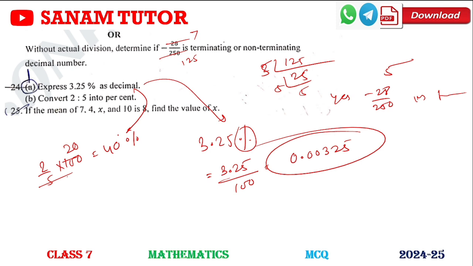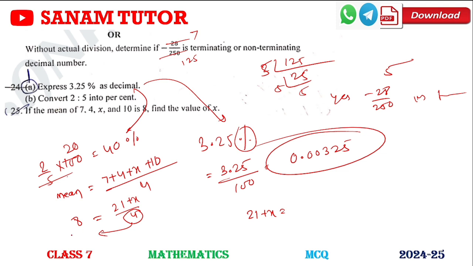Okay. If the mean is given, mean means sum of the numbers divided by the count, so we can write mean equal to 7 plus 4 plus x plus 10 divided by 4. In place of mean we can put 8, equal to 7 plus 4 is 11, 11 plus 10 is 21, plus x, divided by 4. So 21 plus x is equal to 8 into 4, since 4 divided on the left side goes to the right side as multiply. So 32. So x equal to 32 minus 21, that is 11. So x equal to 11.